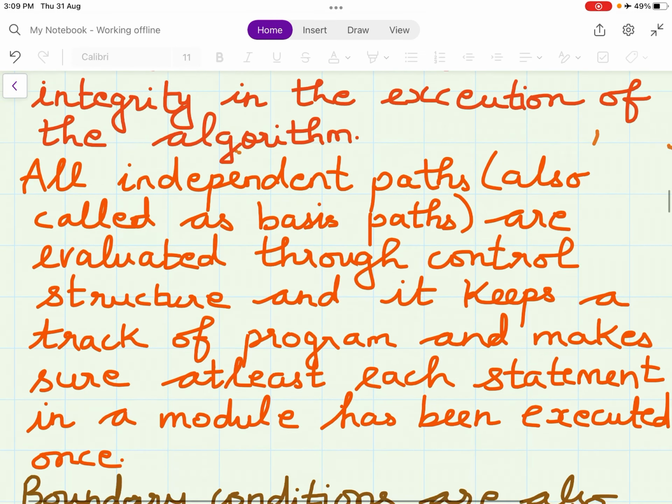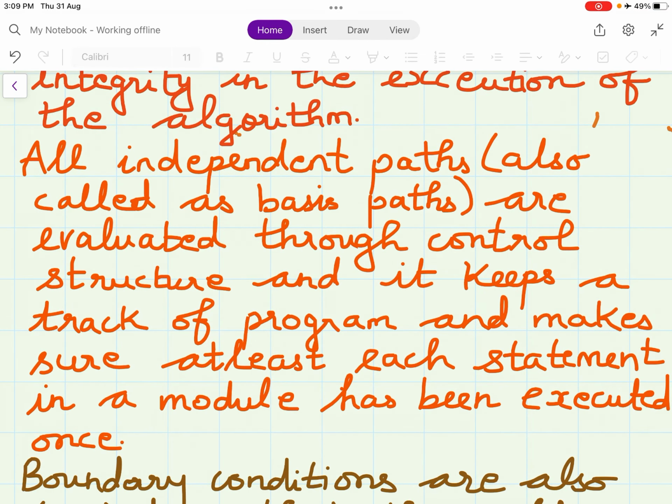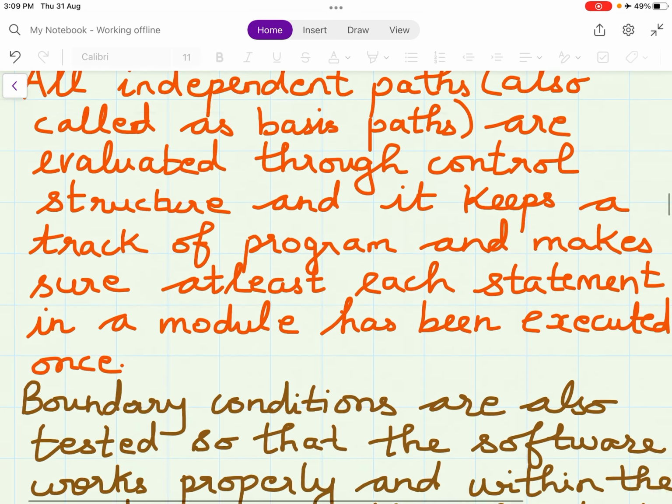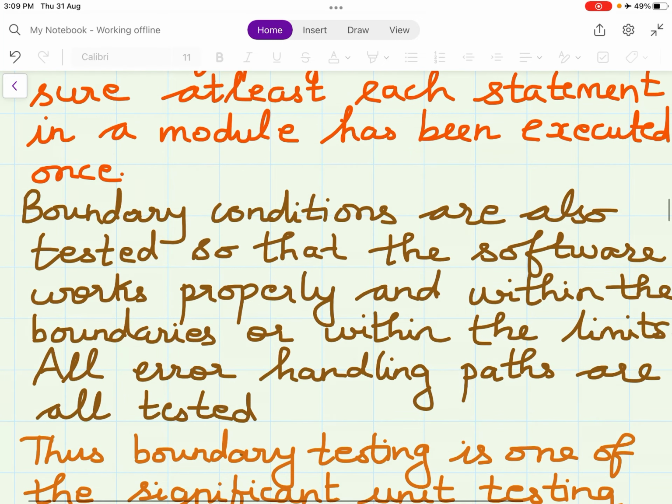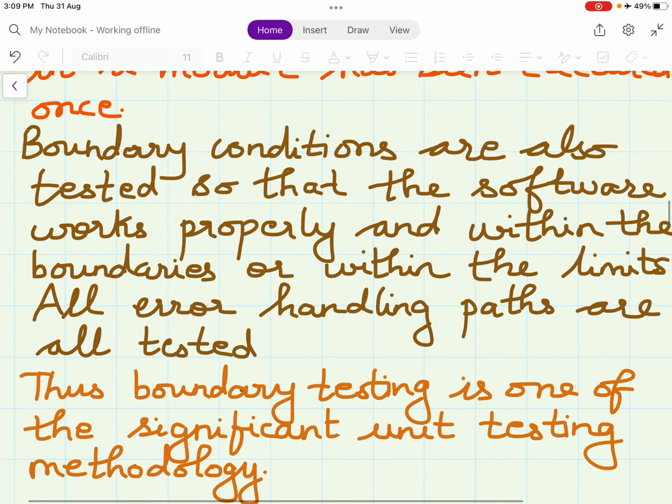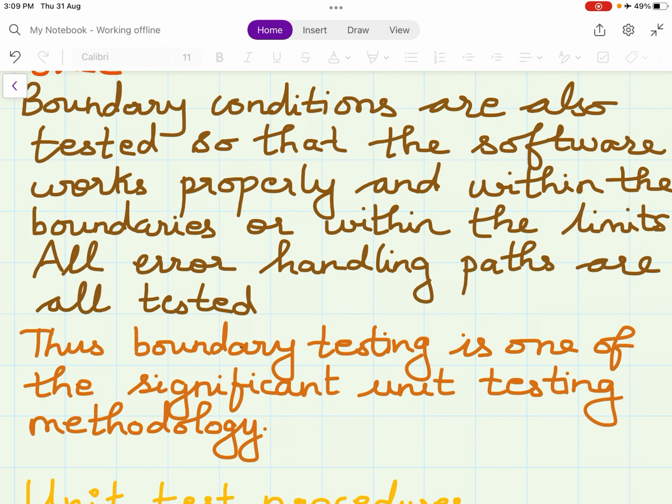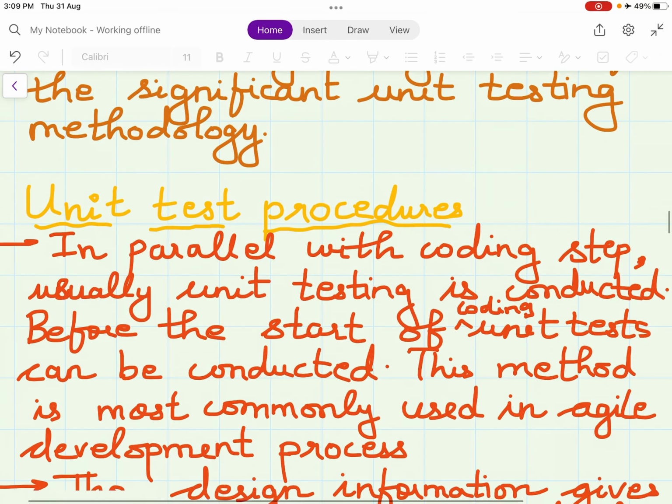All independent paths, also called basic paths, are evaluated through the control structure, which keeps track of the programmer and makes sure that at least each statement in the module is executed once. Boundary conditions are also tested so that the software works properly within the limits. All error handling parts are also tested. Thus, boundary testing is one of the most significant unit testing methodologies.